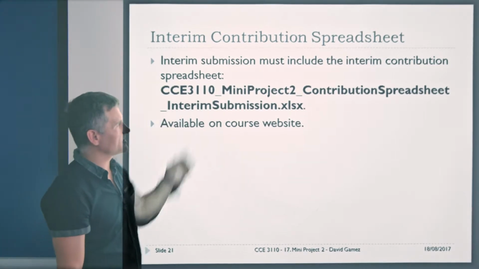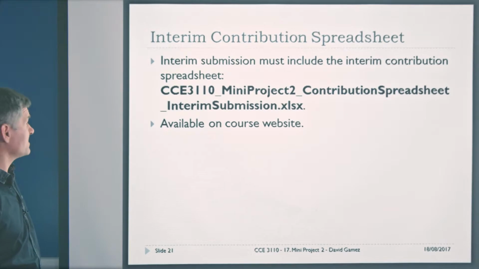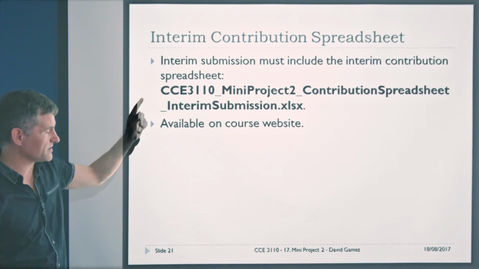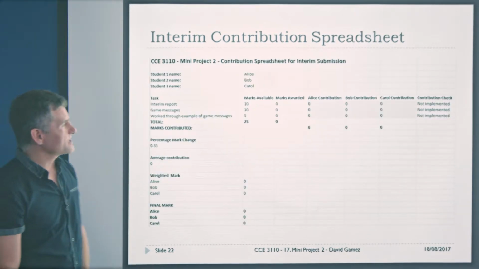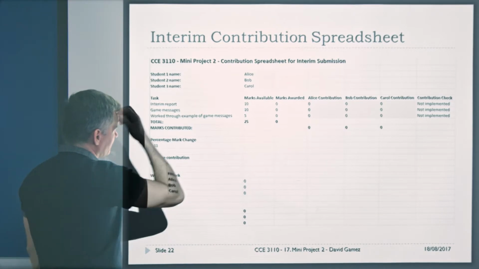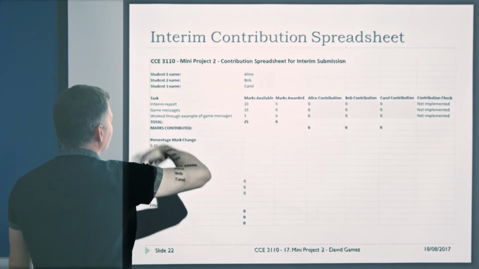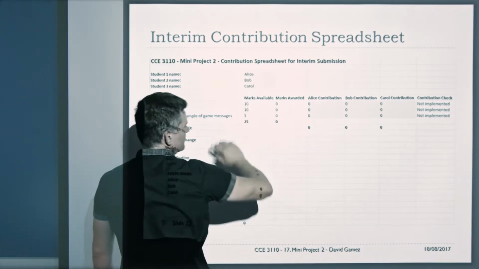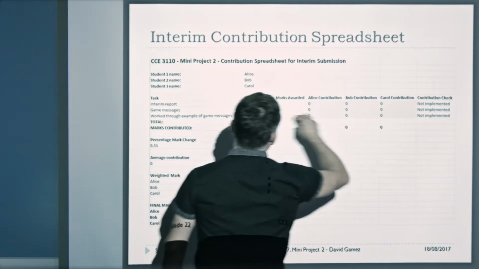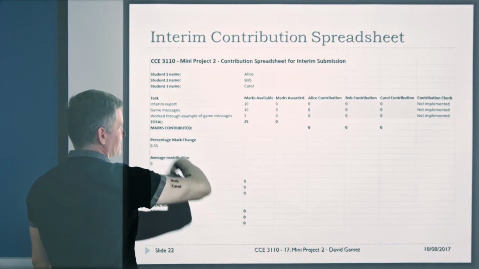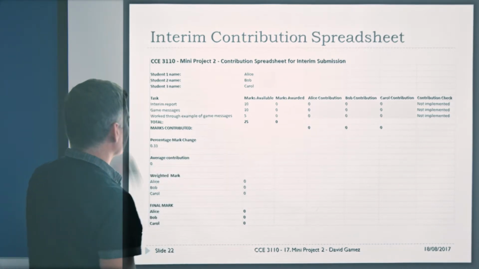Interim submission must also include the interim submission contribution spreadsheet. So that's the file name, and it'll be available on the mini project 2 section of the course website. It looks like this, and I'll give you a demo of it, but just to very briefly explain how it works. This is for 3 members of your group, in this case Alice, Bob, and Carol. These pink areas are the areas that you can actually edit. Most of the spreadsheet's locked, so you don't make mistakes and change it in a way that messes up your final mark.